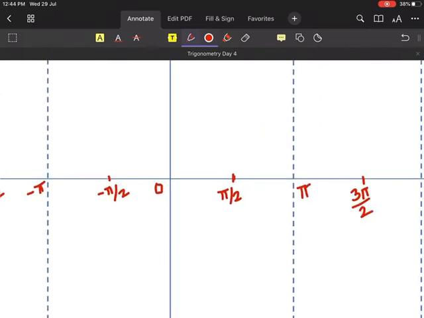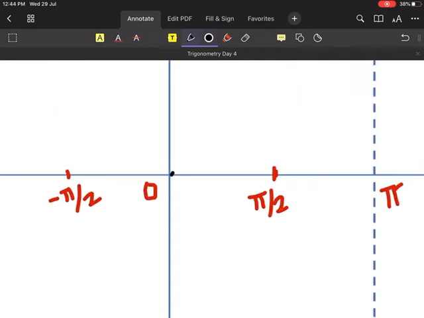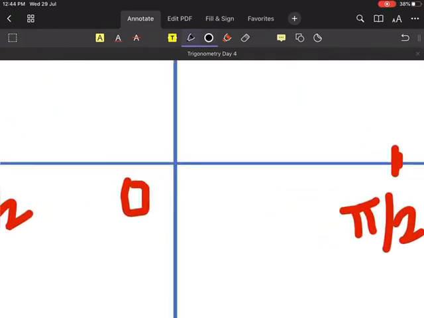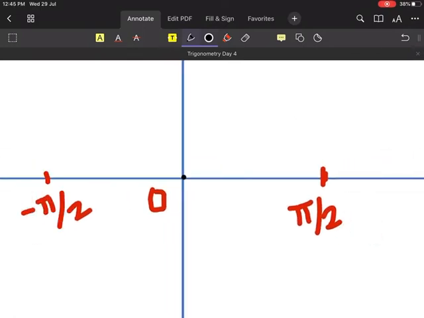Now, one by one you tell me the value. What is sine 0 equal to? Sine 0 is equal to how much? 0. Very good. Sine 0 is 0. That's right. So I have one point in here. Now tell me, next one.